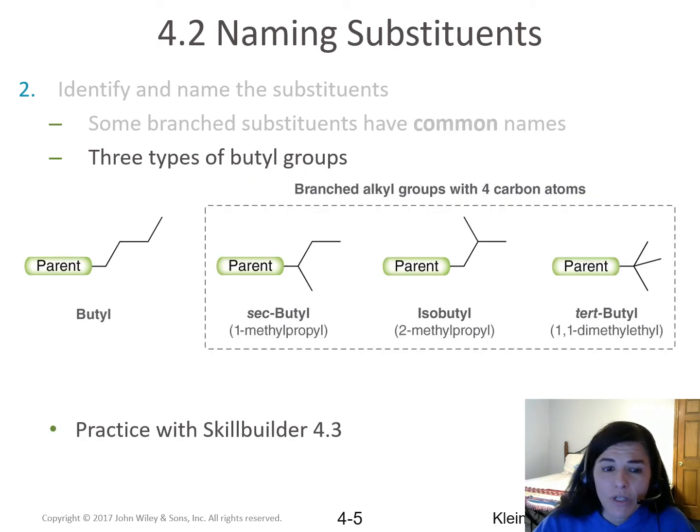Same thing with butyl, okay? You can have different attachments of this 4 carbon system to your parent chain. Sec-butyl would be when the second carbon of the butyl group is attached to the parent chain. Isobutyl is when you have an isomer of butane that is attached to the group. And the same thing with tert-butyl. It's another isomer of butane that is attached to your parent chain.